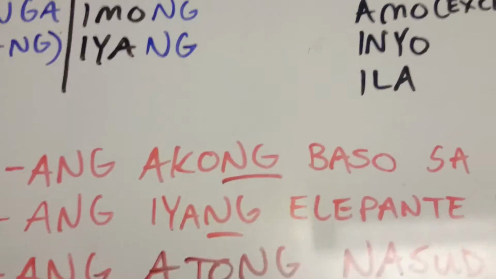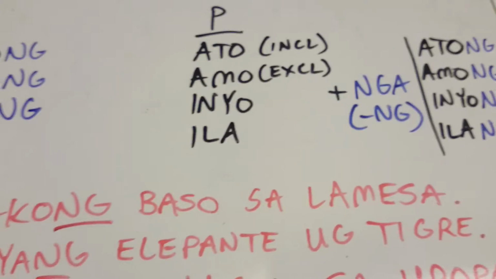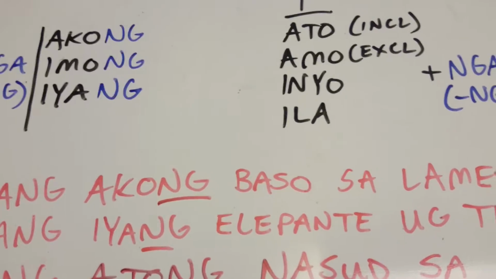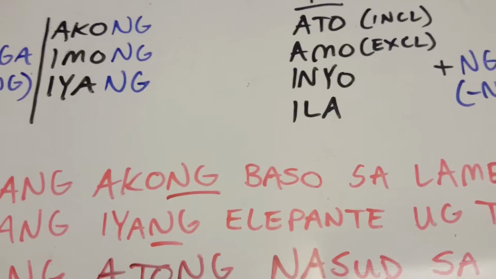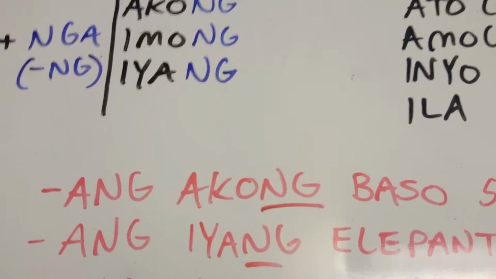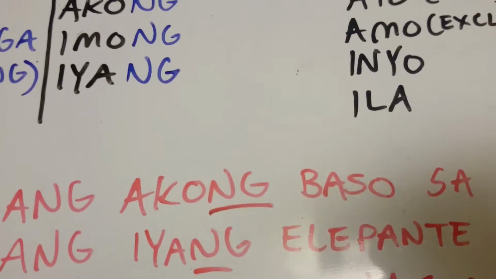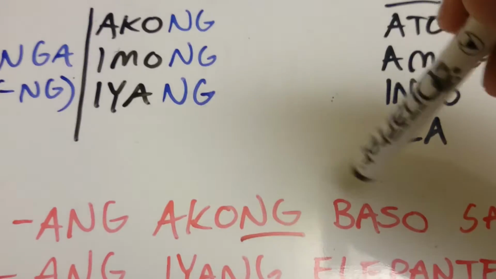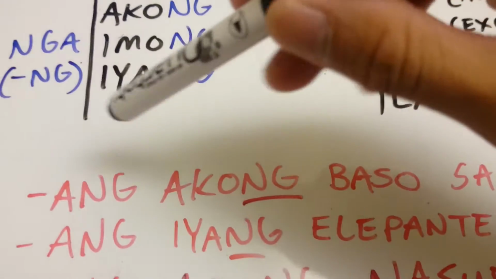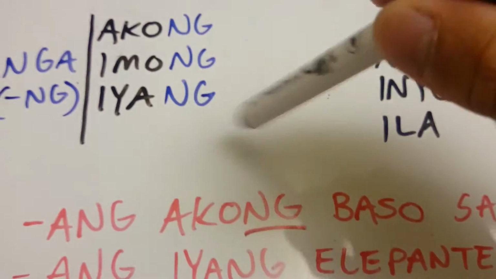All right, so the first one I have, you'll see it. It's ang akong baso sa lamesa, which means my cup on the table. Ang appears again because we're talking about my cup, and that's the subject of this sentence, because ang is our subject marker, right? So we have ang akong baso.